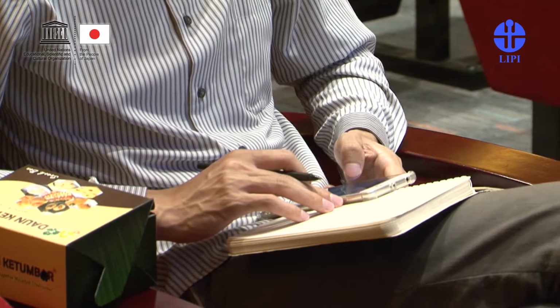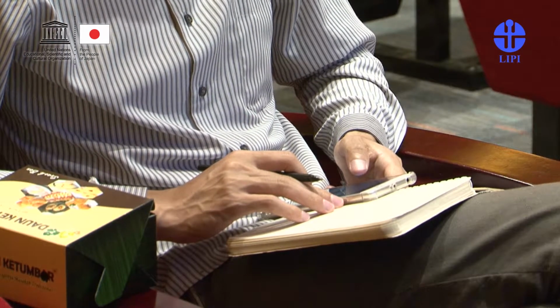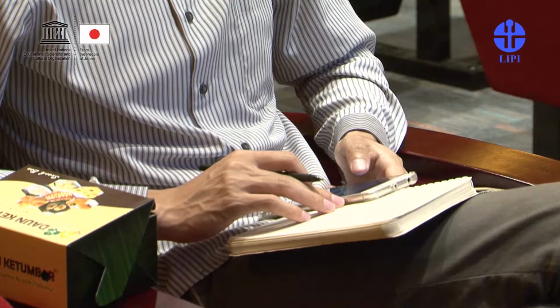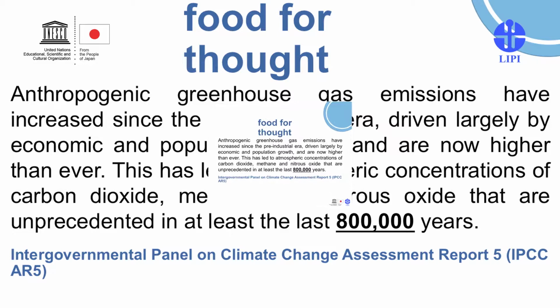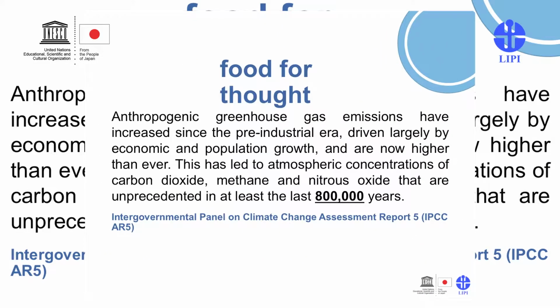And this is the statement from the IPCC. The IPCC is the Intergovernmental Panel on Climate Change. So they update us on the status of our climate change. And they basically say that the atmospheric concentrations of carbon dioxide, methane, nitrous oxide, those are greenhouse gases, are unprecedented in the last 800,000 years. So humans are newcomers to this planet, but we are changing it in something so different that the old Earth has never seen it before.